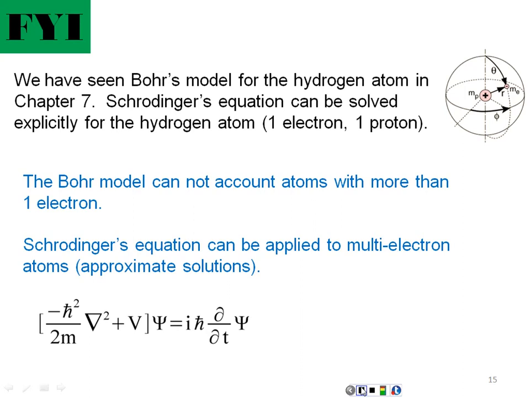Some of the problems with the Bohr model that we've seen is that it can only account for atoms with 1 electron. And Schrödinger's equation can be applied to multi-electron atoms, but it can only be solved exactly for the hydrogen atom. It gets really complicated, and Schrödinger's equation is shown here. You're not going to need to ever use this in this class, but I just showed it here as an illustration of how complicated it is.